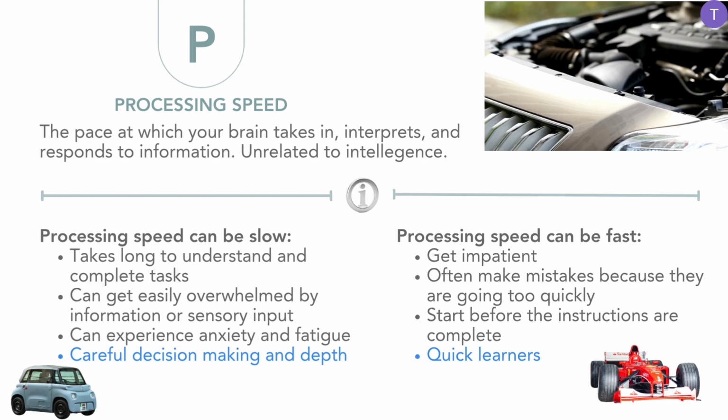Then you can get your fast processors. Frequently, this is associated with ADHD, but really the research doesn't actually back up that all kids with ADHD have faster processing speeds. There is a fairly large range. These children can get impatient quickly. They often make mistakes because they're going too quickly. They frequently start before the instructions are completed. And of course, this can make them really quick learners, but it can also cause challenges in the classroom.